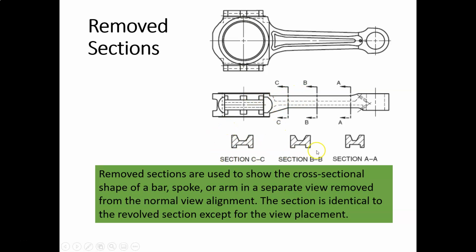So one of the things with the revolve section, and certainly in this case with the remove section as well, is notice we are only looking at the cross-section. We're not including any lines behind the object, right? Anything like that. All we're looking at is the infinitely thin cross-section that creates section AA, section BB, and section CC. Okay.